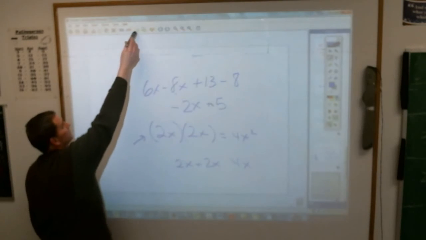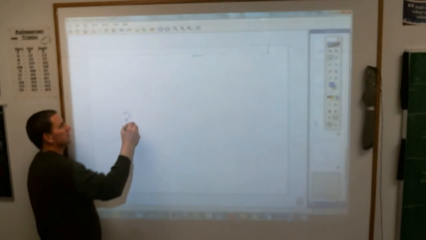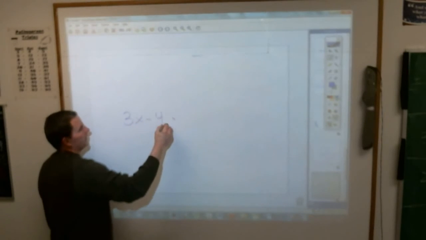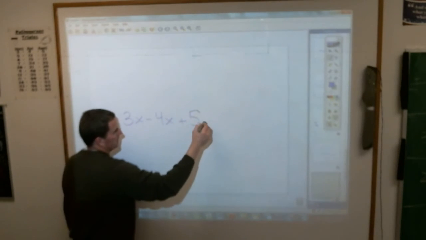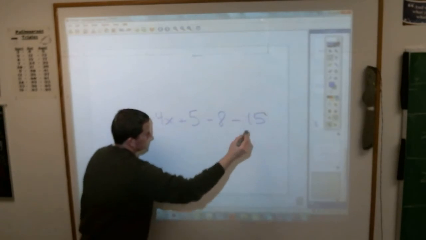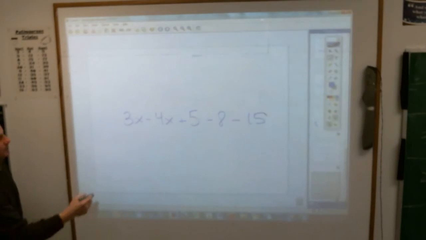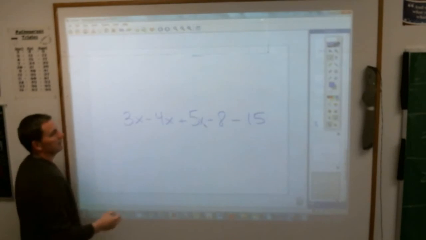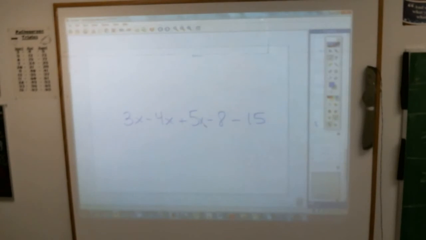How about this? One last one. What if I had 3x minus 4x plus 5x minus 8 minus 15? I say 5x, and I put the x there. What is 3x minus 4x plus 5x? Minus 8 minus 15.